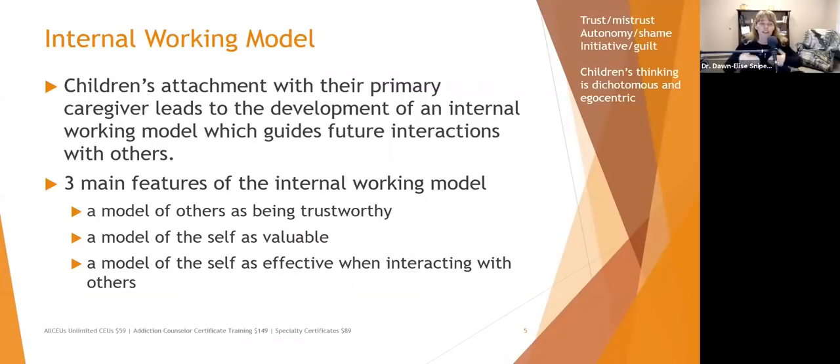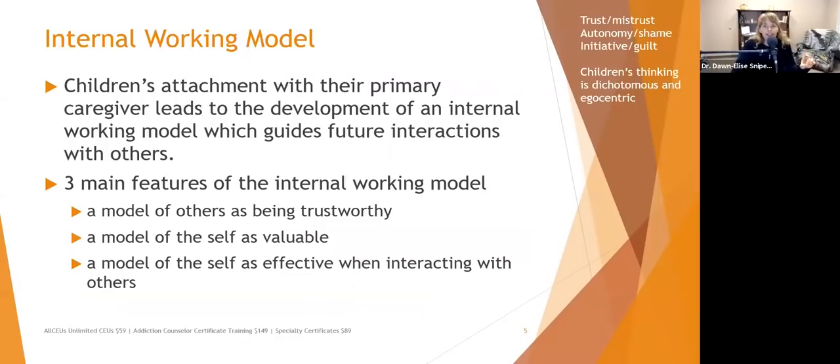Children think very dichotomously and very egocentrically. Everything that happens is because of them. So if mom's in a bad mood, it must be something I did. It's not, oh, dad came home late again. The kid's thinking, what did I do? During this phase, when they're forming this relationship, this is how they're thinking. It's all about me. It's either all or nothing. And can I trust? Yes or no? It's not a sometimes. It's a yes or no.